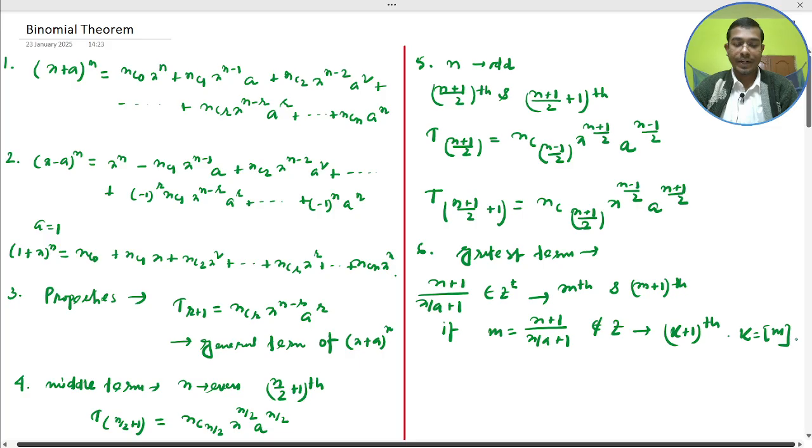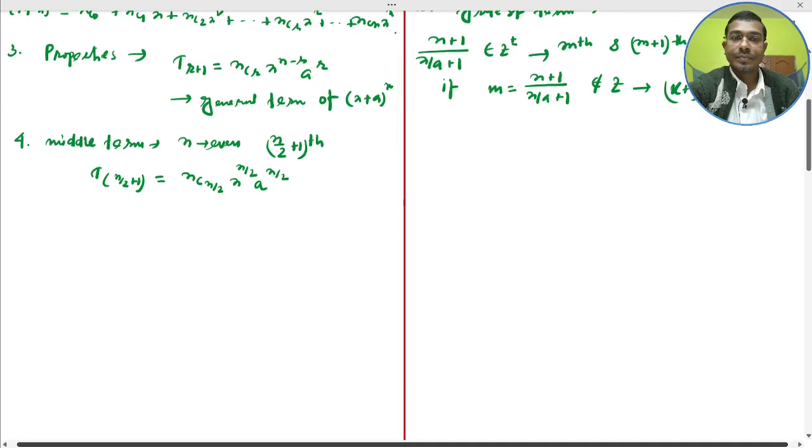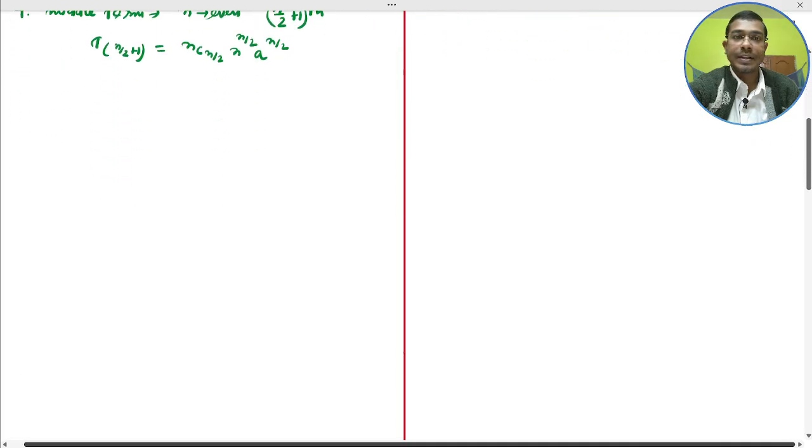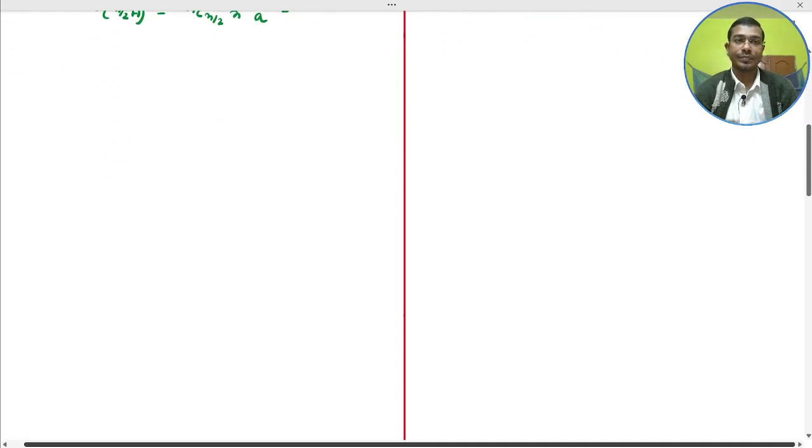Next, the properties. These are the important properties.